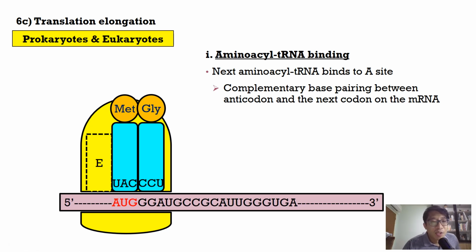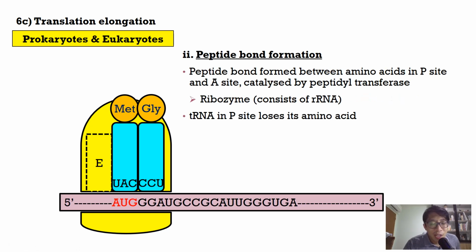Okay, right, so after the next amino acid tRNA comes in, a peptide bond is formed between the amino acid at the P site and the amino acid at the A site, and that is catalyzed by a ribozyme called peptidyl transferase found in the large subunit, where a ribozyme is an enzyme that's made of RNA, right? So in this case, it is made of the rRNA found in the large subunit. So this enzyme is not a protein. This enzyme is like an RNA molecule, right?